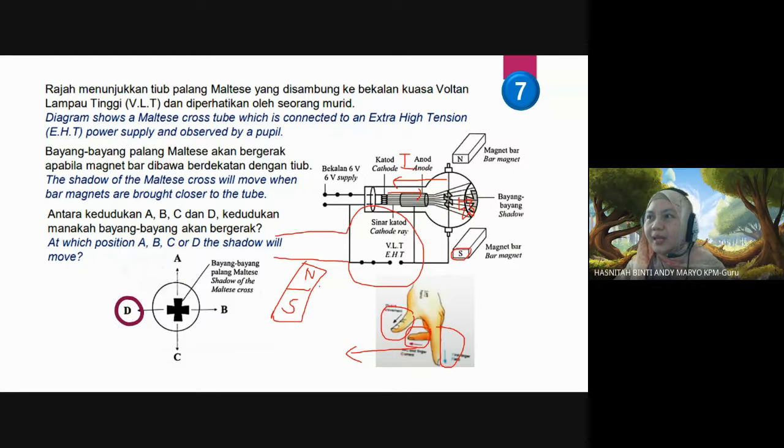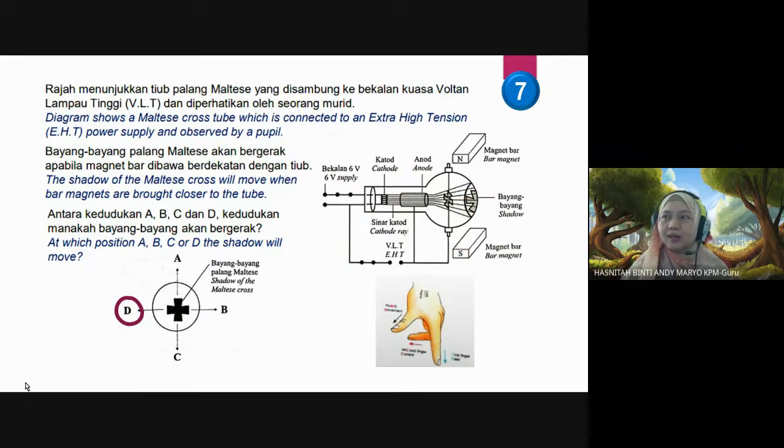If they bring north closer, which means the magnetic field is out or in? So your index finger is pointing where? Pointing to the south. So this magnetic field is out. And if you bring the S of the magnet bar, meaning this side is north, now your index finger is pointing into the page. I hope you are clear with that, for those who asked.